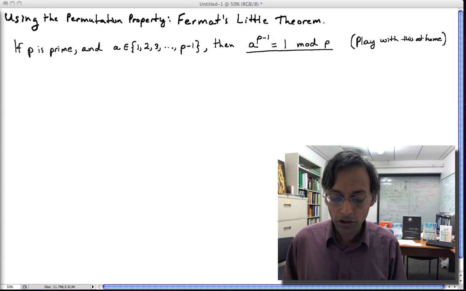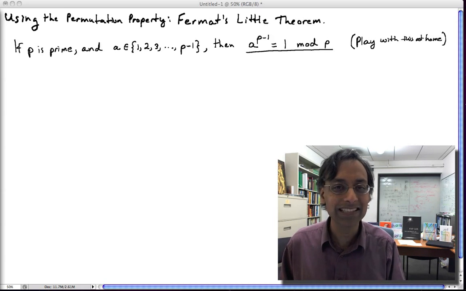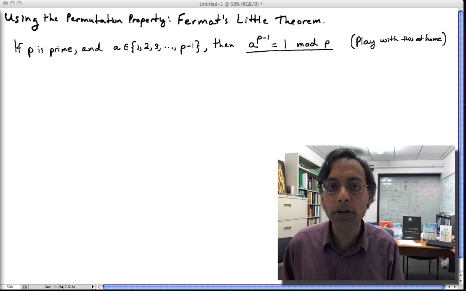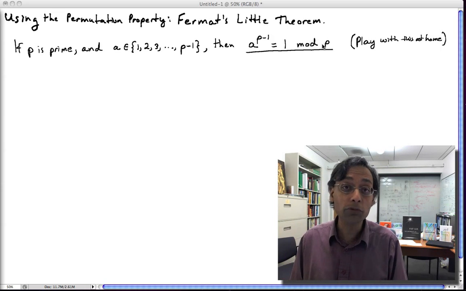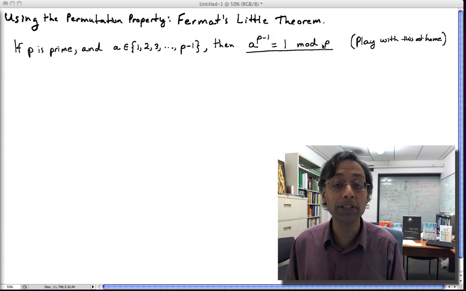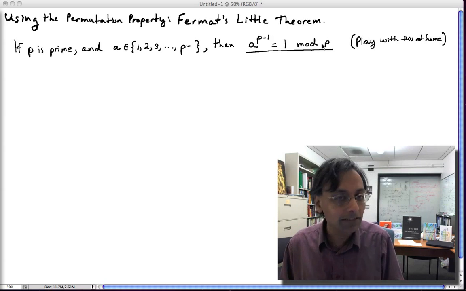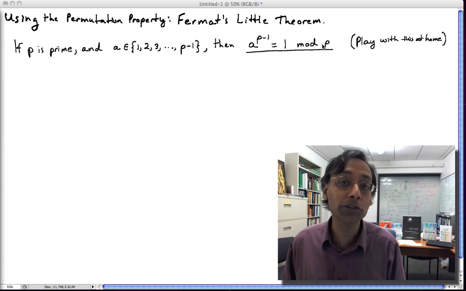It says, take a prime number p, and then take any number a that's less than p, that's not 0. Now raise a to the power p minus 1, and see what that's like mod p. And what Fermat's little theorem says is it's always equal to 1 mod p. Now, for you, I strongly encourage you at home to play with this and just have fun and explore lots of different numbers and see when does it hold, and make yourself really believe it.